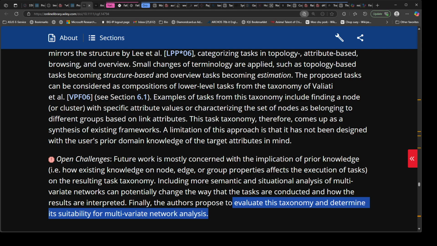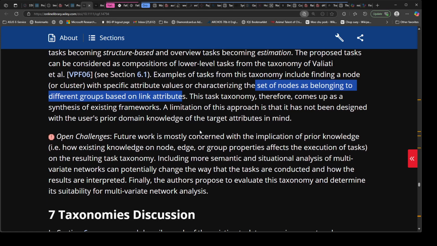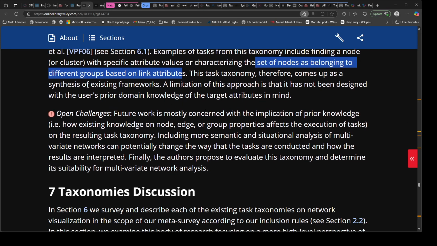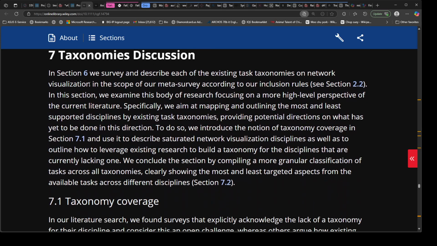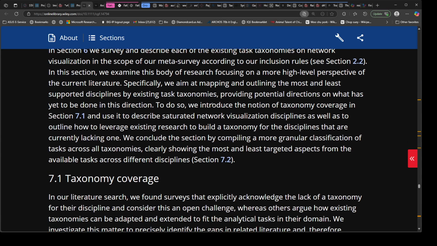7. Taxonomies discussion. In Section 6 we survey and describe each of the existing task taxonomies on network visualization in the scope of our meta-survey according to our inclusion rules. See Section 2.2. In this section, we examine this body of research focusing on a more high-level perspective of the current literature. Specifically, we aim at mapping and outlining the most and least supported disciplines by existing task taxonomies, providing potential directions on what is yet to be done in this direction.